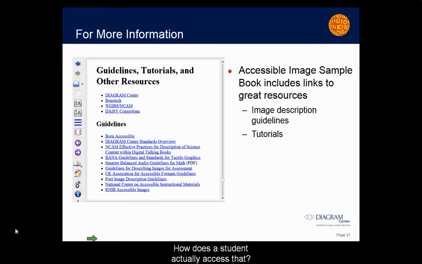How does a student actually access that? Their screen reader will find the underlying code and either find alt text or a long description, or other properties, like ARIA properties, like described by, soon to be described at, or labeled by. So that's the method by which you would get the description content, and then the content itself needs to be added into the book.